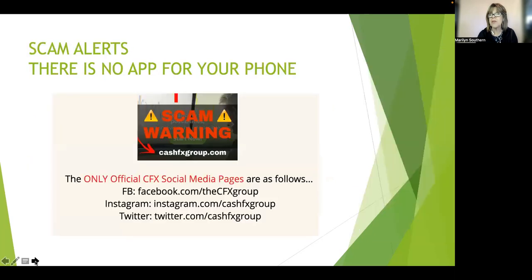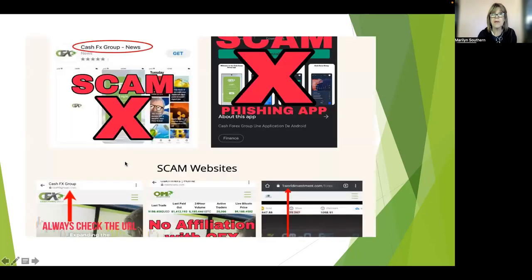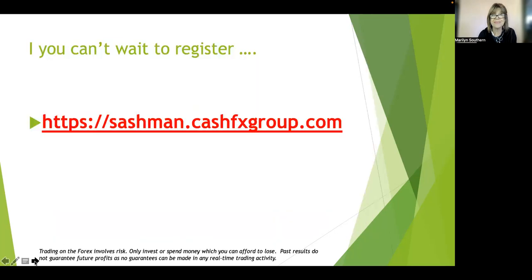Scam alerts, there is no app for your phone. Don't be tempted to download an app for your phone. Your money will disappear if you do that. There are only official CFX social media pages. CFX group, I will send you details of those. You don't need to take notice of those at the moment. And also you'll find that there is CFX group news. These are all scamming or phishing sites.